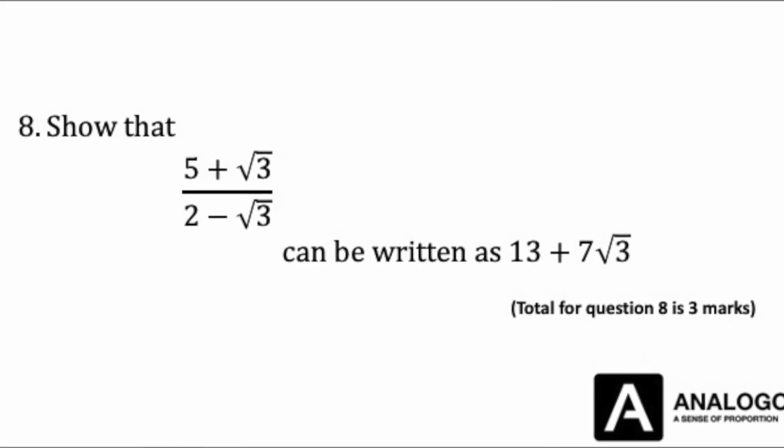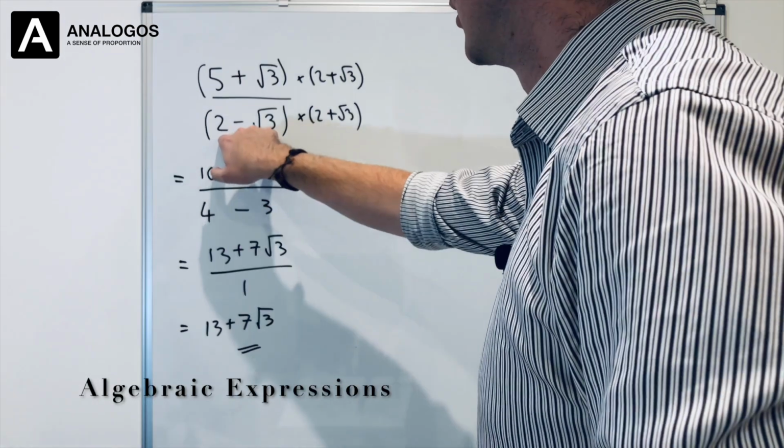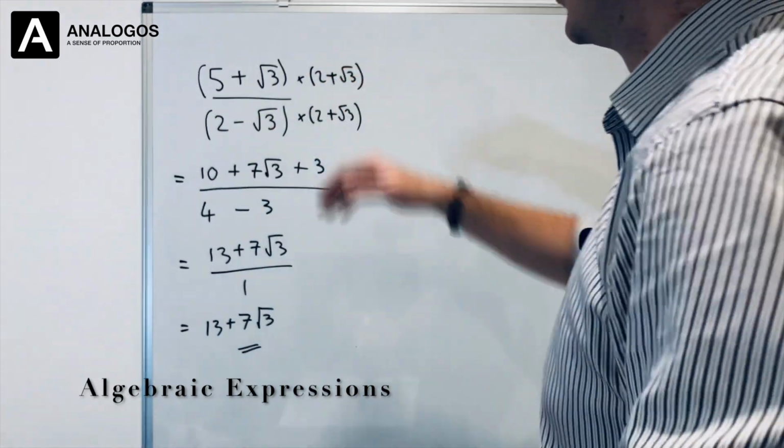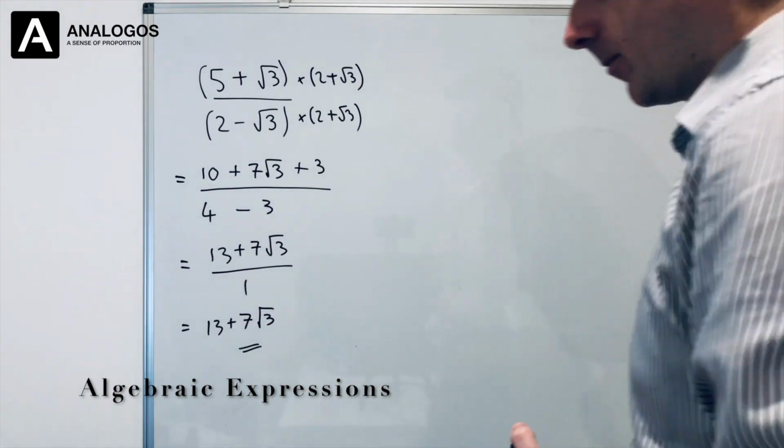Again, past exam paper question, 3 marks. The key to this question is just understanding what to do here. Change the sign and multiply top and bottom by the same value. It should just fall into place. Right, let's try the next one.